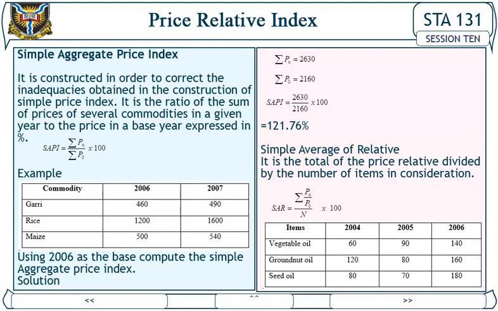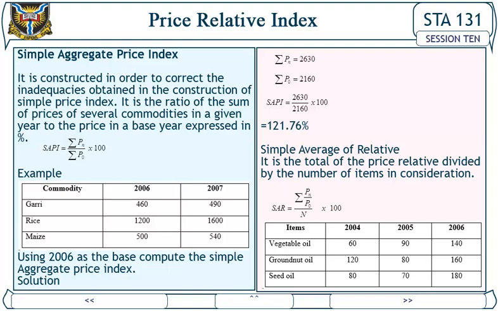SAPI is equal to summation of Pn over summation of P0 times 100. Example: Using 2006 as the base, compute the simple aggregate price index. Solution. Summation Pn is equal to 2,630. Summation P0 is equal to 2,160. SAPI is equal to 121.76%.